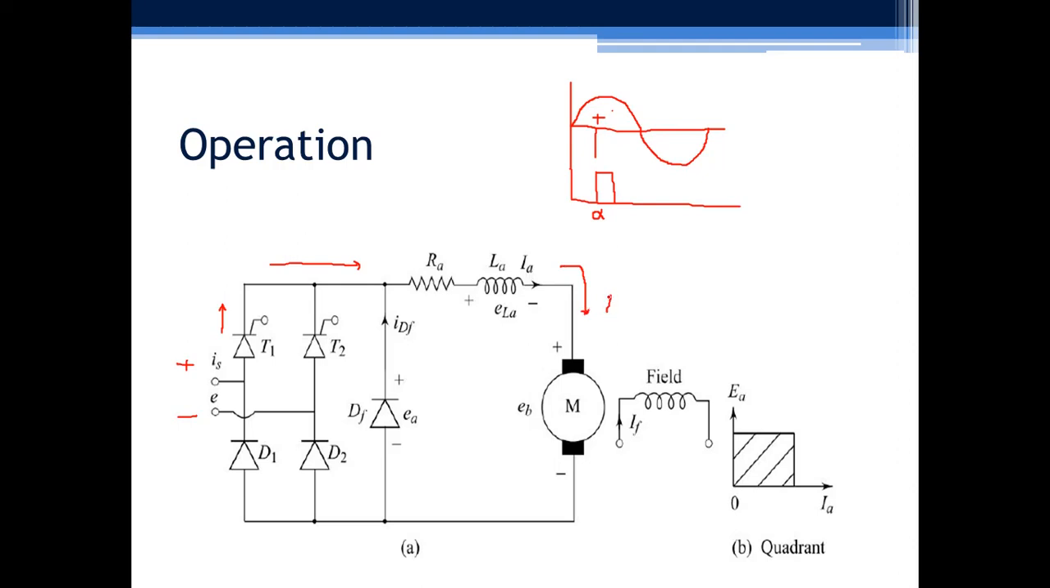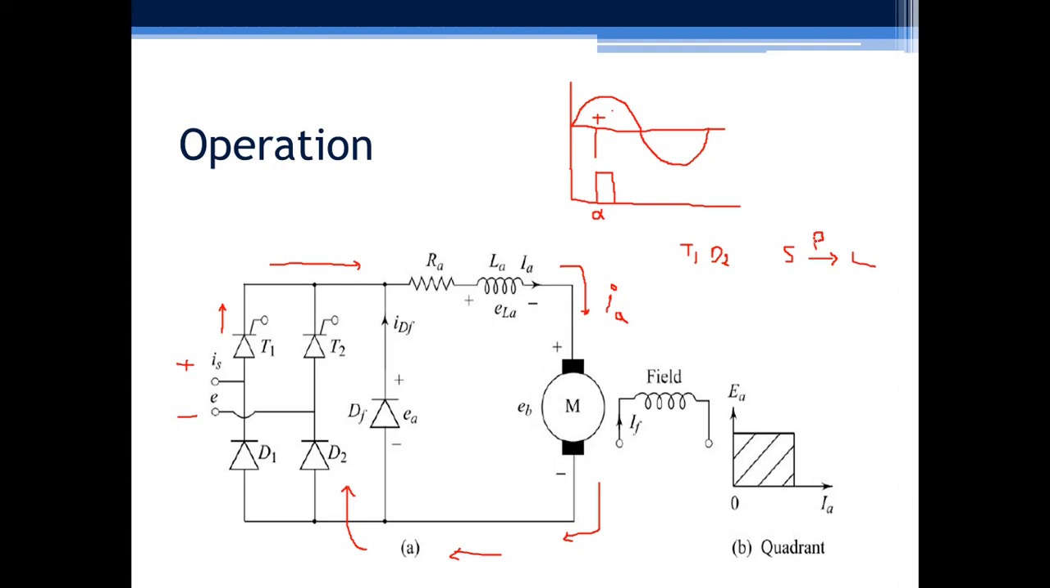On this output side, we will indicate this current as output current IO or IA, armature current, and through this motor this current is again going through D2 into the supply side. So during positive half, we can simply say that T1 and D2 are conducting, they are carrying power from source to the load.